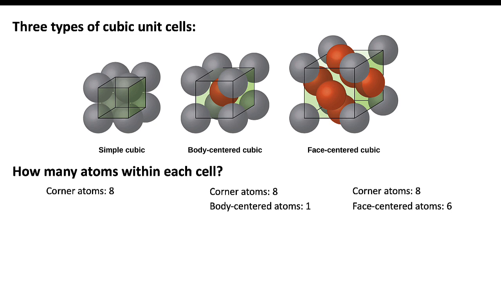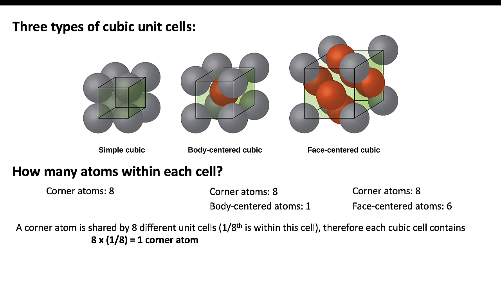All right, hopefully you got a chance to try to determine how many atoms belong to each unit cell. Note that, again, the corner atom is always shared by 8 different unit cells. Only an eighth belongs to this cell.